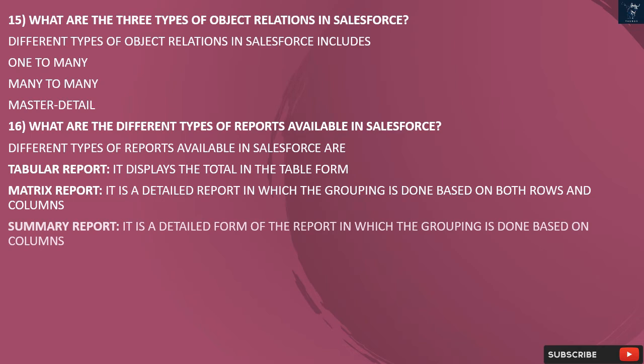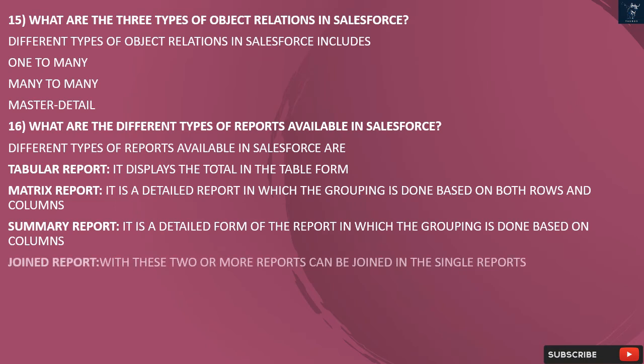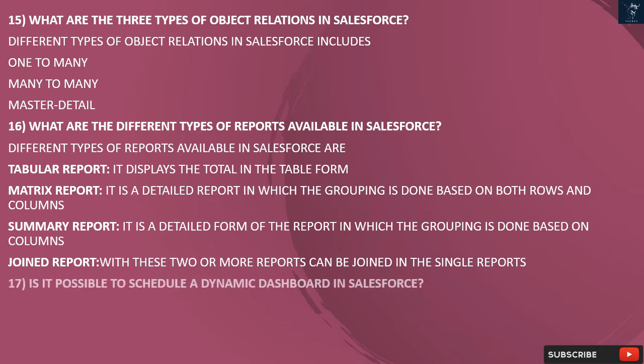It displays the total in table form. Matrix report. It is a detailed report in which the grouping is done based on both rows and columns. Summary report. It is a detailed form of the report in which the grouping is done based on columns. Joined report. With this, two or more reports can be joined in a single report.